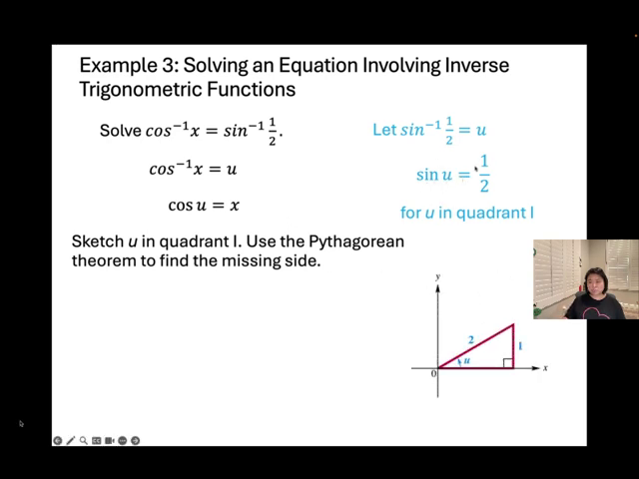So here, sine u equals 1/2. With u in quadrant 1, that's opposite over hypotenuse. And then we want to find out what my x is here. So we're going to use x squared plus y squared equals r squared. Plug it in: we know the r, we know the y, we are looking for the x. You should get x equal to root 3. So we're going to plug root 3 back in here. And then what is cosine u? Cosine u will be adjacent over hypotenuse, so that will be root 3 over 2.